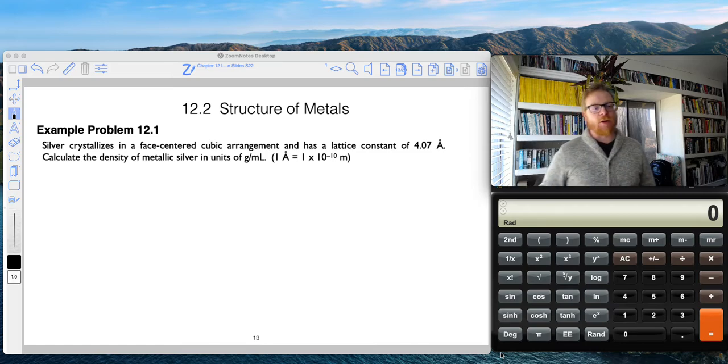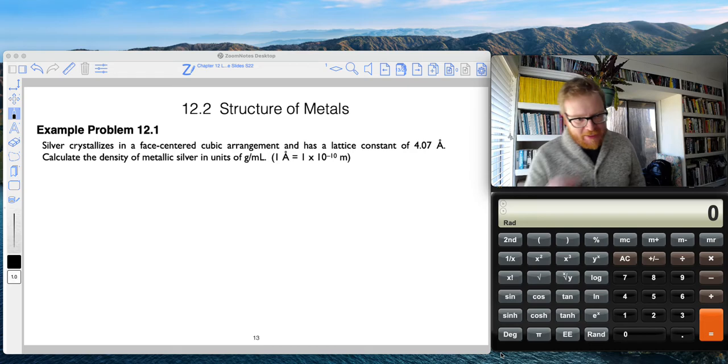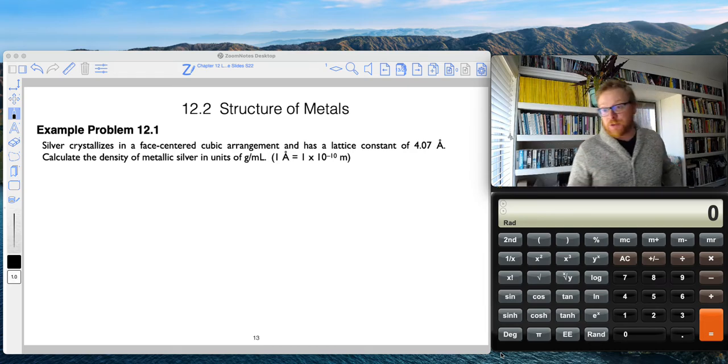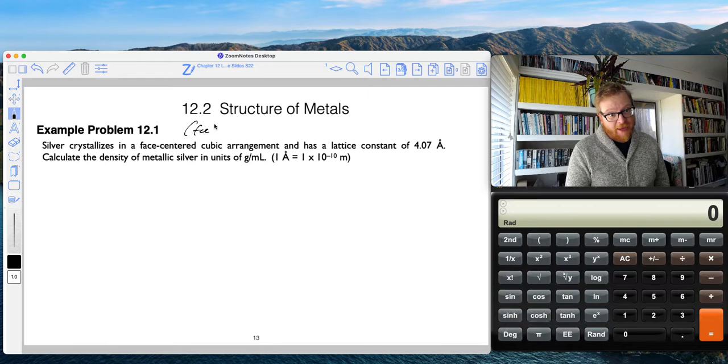Let's get into this, our first quantitative problem in this chapter. We're not going to do a whole lot of quantitative information, but I do want you to be able to do calculations such as this. Silver crystallizes in a face-centered cubic arrangement. So reminder, that's FCC. And it has a lattice constant of 4.07 angstrom. Calculate the density of metallic silver in units of grams per milliliter.